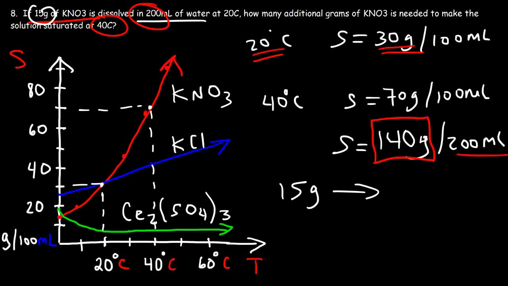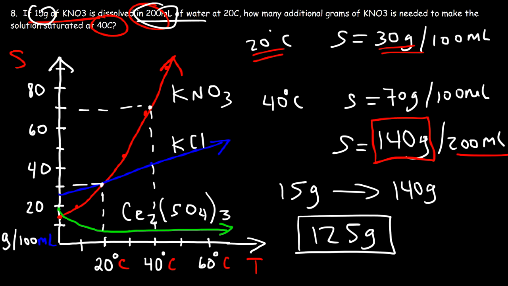But to make a saturated solution, we need to get up to 140 grams in this volume of water. So 140 minus 15 is 125. So we need an additional 125 grams of potassium nitrate at 40 degrees Celsius. That's how much we've got to add at that temperature in order to make it saturated with a volume of 200 milliliters. So the answer is 125 grams.